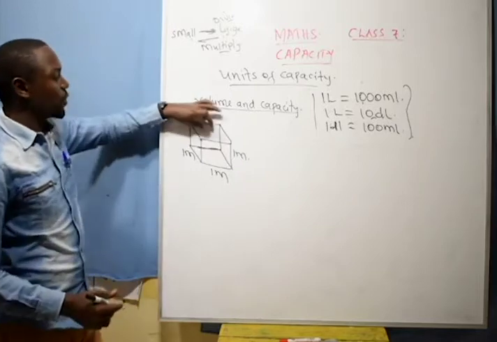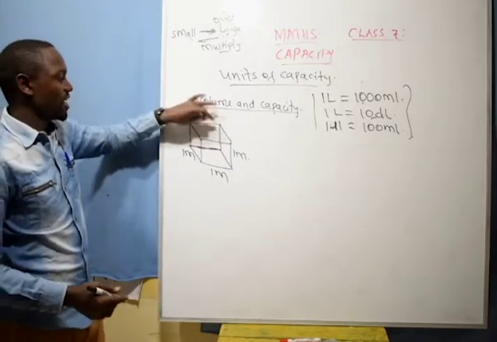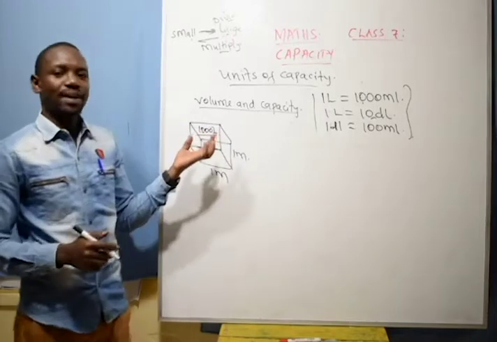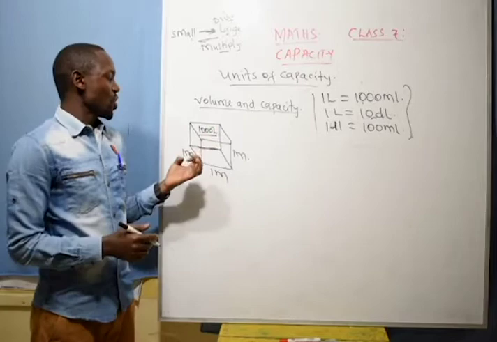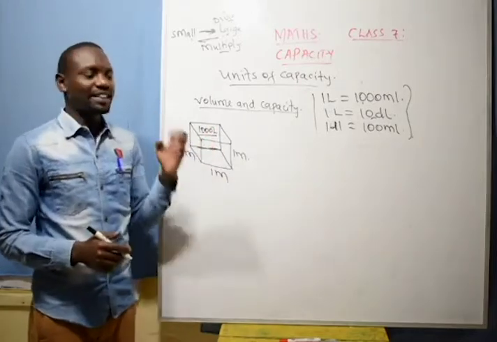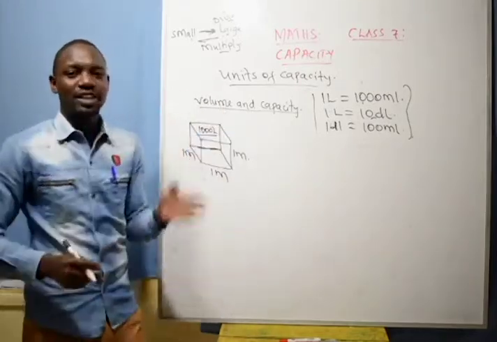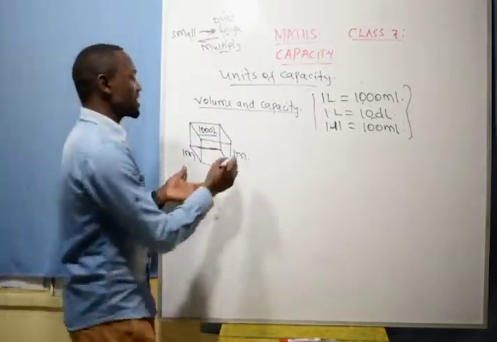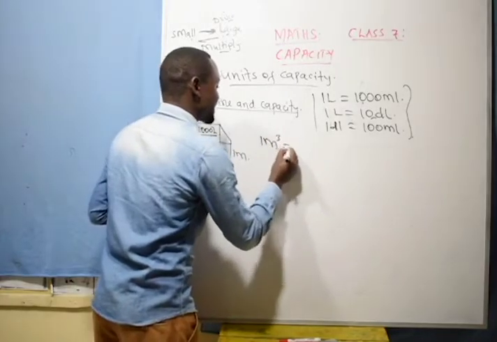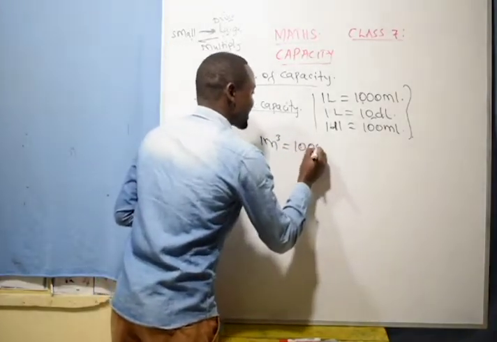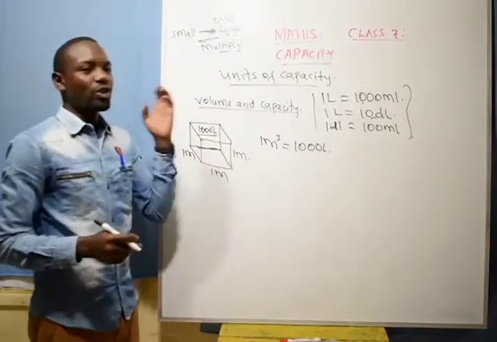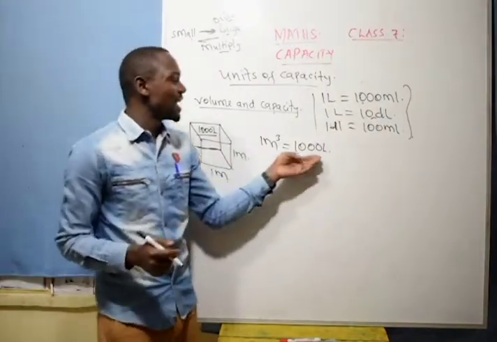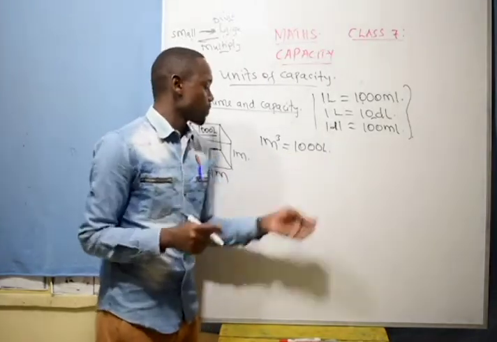How much water will this container hold when full? It will contain 1000 liters. It has a capacity of 1000 liters. So, what is the relationship between cubic meters and liters? Remember we said the volume is given in cubic units, either cubic meters or cubic centimeters. So, we say that 1 cubic meter is equivalent to 1000 liters. Meaning, a container that measures 1 meter by 1 meter by 1 meter will hold 1000 liters of water.